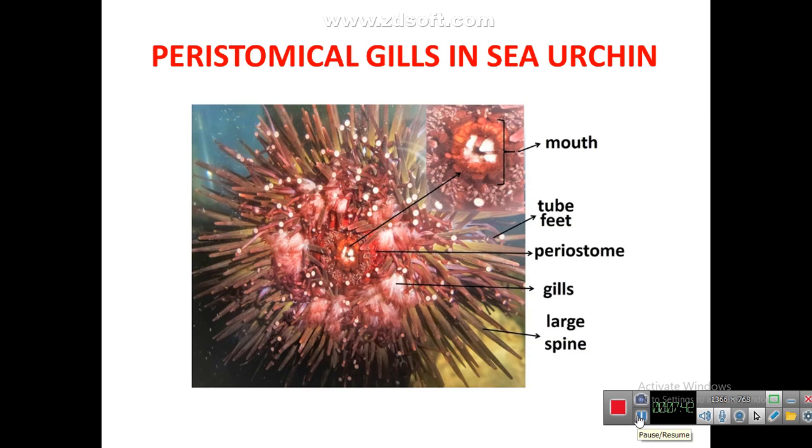Peristomial gills in the sea urchin. Peri word means around, stoma word means mouth. So around the mouth, structures are present, that is the gill, and it helps in the respiration. That region is the mouth around which these gills are present.